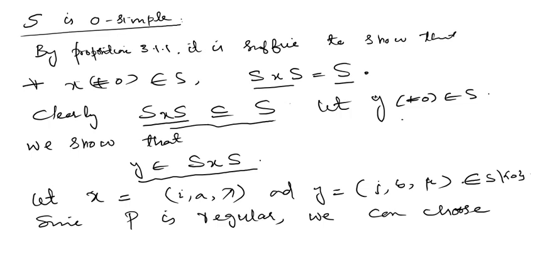So let's choose any y not equal to 0. The zero element is obviously in it. If y is 0 then 0 is in SXS, that's trivial. So that's why we are choosing the non-zero element. So let's choose y a non-zero element in S. We show that this y is in SXS.